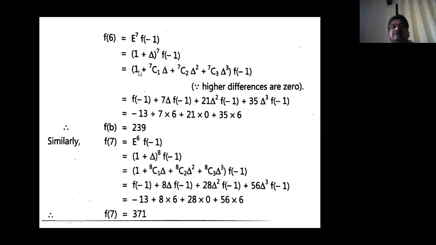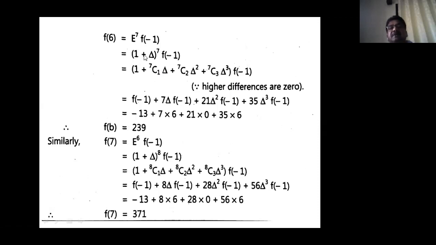nC0, here 7C0. The coefficient of 1 is 7C0, and 1 raised to 7 is 1. Then plus 7C1, the next term. So what are the coefficients? 7C0, 7C1, 7C2, 7C3, 7C4, 7C5, 7C6 and 7C7, the last coefficient of the 8 terms.